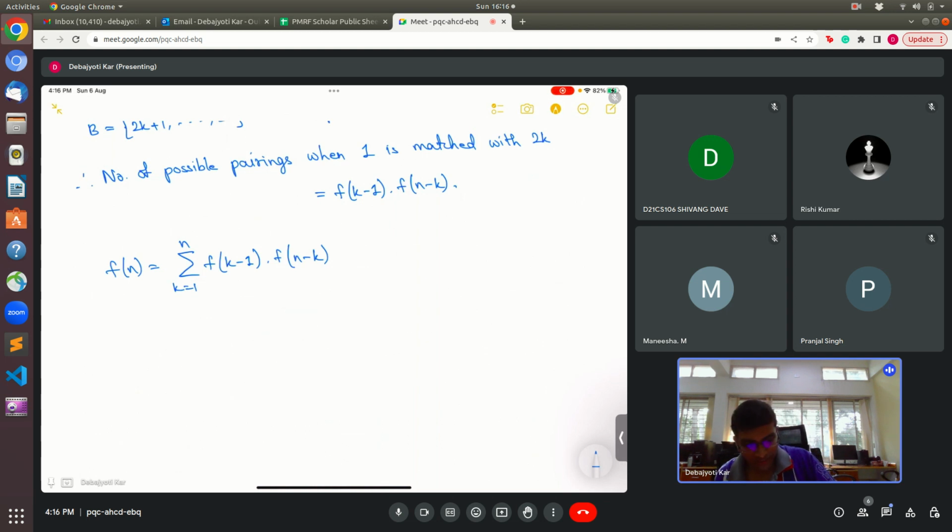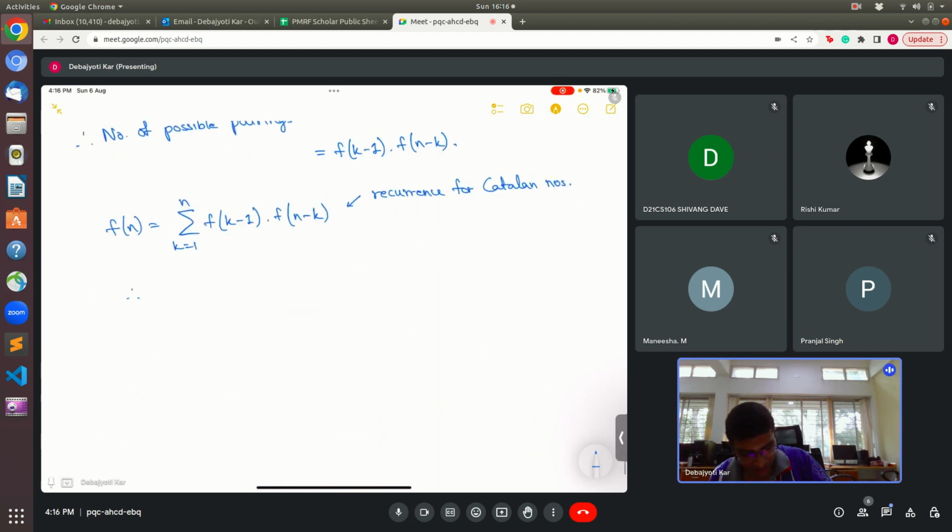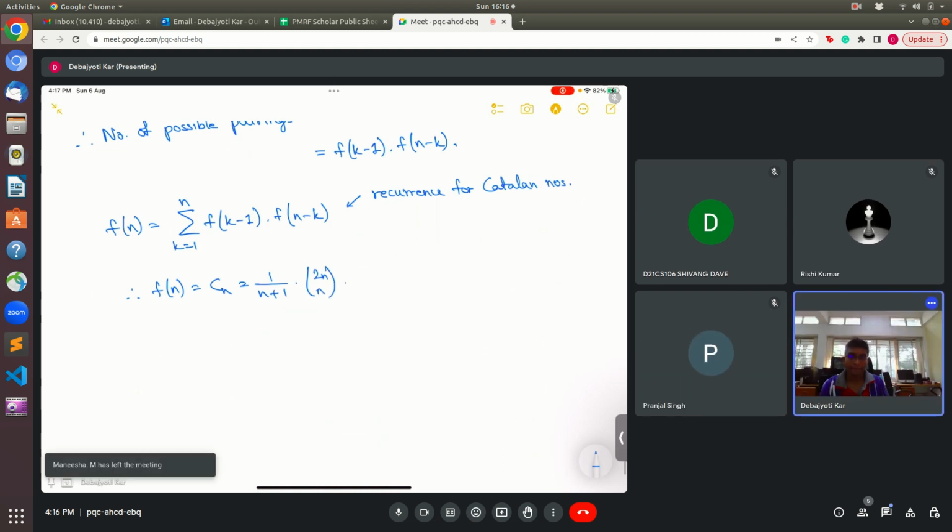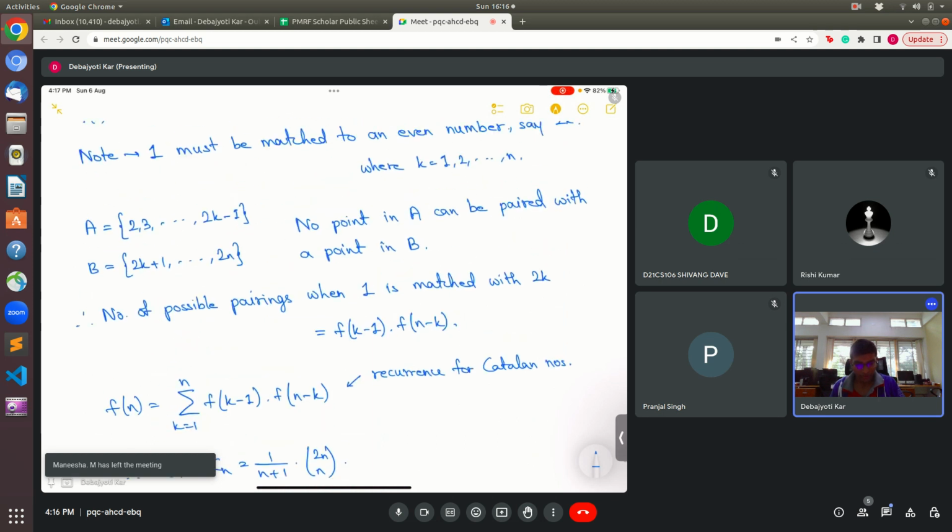And now note that this is exactly the recurrence for Catalan numbers in the previous question. Since we have already solved this recurrence, we can directly say that f of n is the nth Catalan number, that is 1 by n plus 1 times 2n choose n.